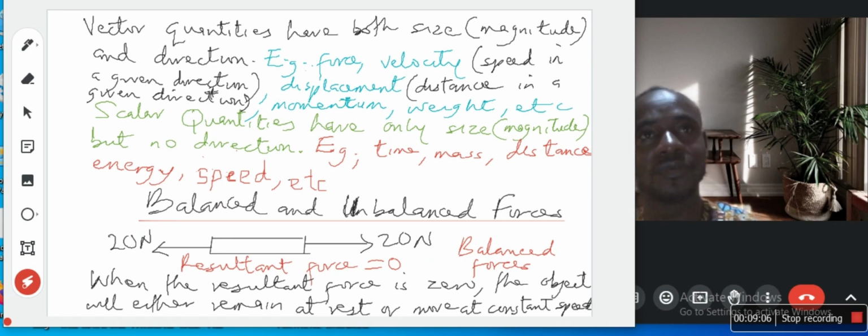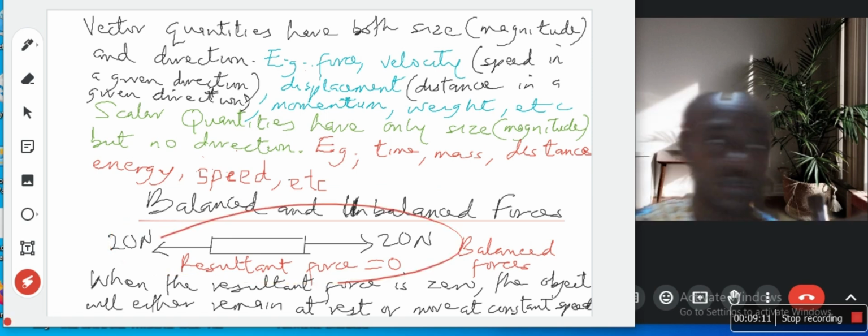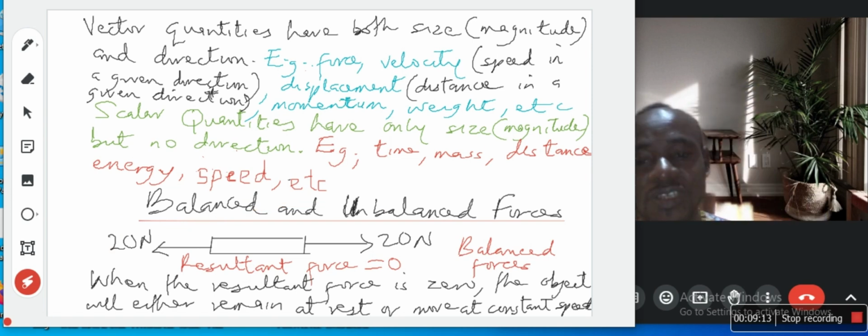But that's supposed to do the work. No, before you do the work, I've already started. I told you something about balanced forces. Before you start, watch this. I said forces are balanced if there is no resultant force.